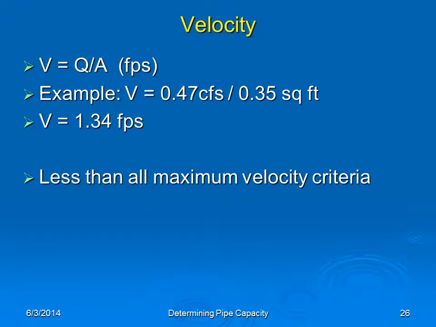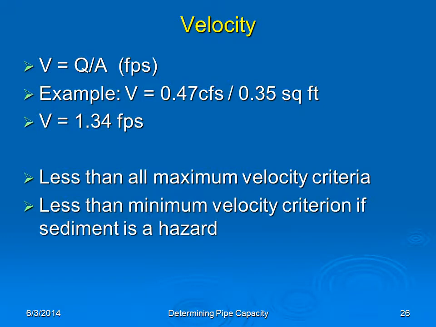And if we remember our table of maximum velocities, this is less than all of those, so this should be stable for all soils. But it's less than a minimum velocity criterion if sediment is a hazard. So if we have sediment as a hazard, we may be a little bit in trouble, although it is just below the 1.4 feet per second criterion.